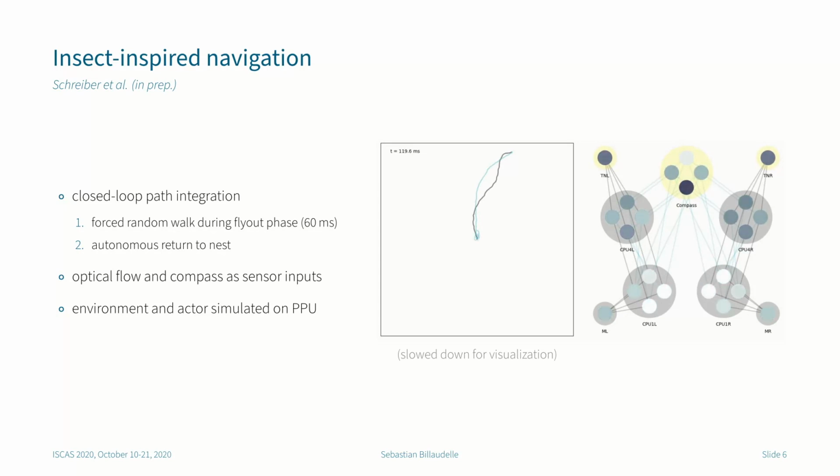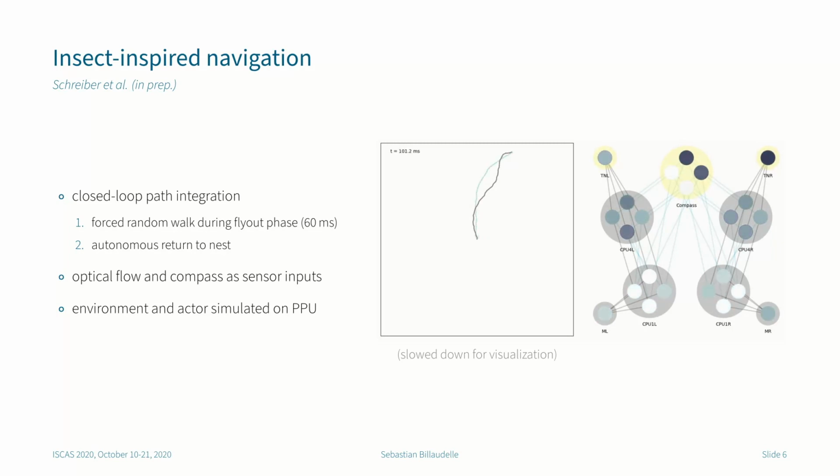The populations below integrate these during the flight of the insect, and based on this integrator state, the insect is then autonomously steered towards its nest, or rather the starting position. The experiment starts with a fly-out phase where the tank drive-like motor units are controlled externally to perform a random walk, and after 60 milliseconds, which, taking the acceleration of the system into account, corresponds to 60 seconds of biological real time, the insect is released and returns home on its own.